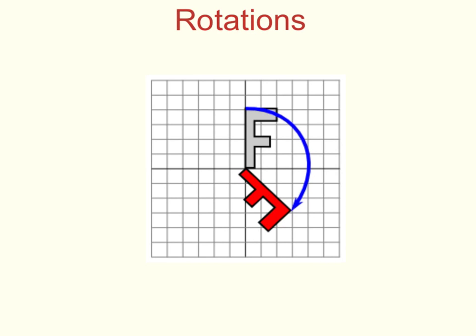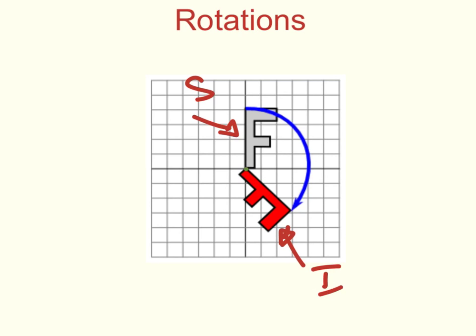Here's an example where the letter F right here, this is the shape, and here's the image. And the letter F has rotated around a vertex. Can you see where the vertex is, where it rotated about? It's right there. Yeah. And we don't want that to move.